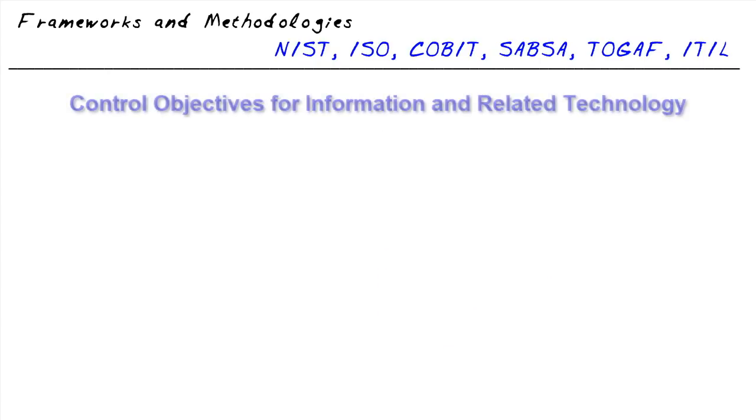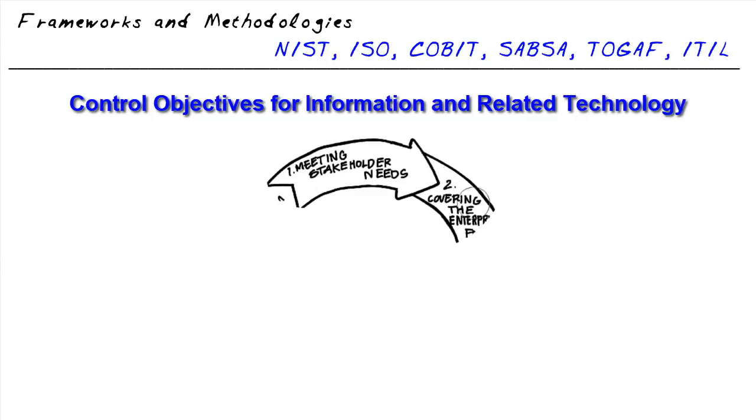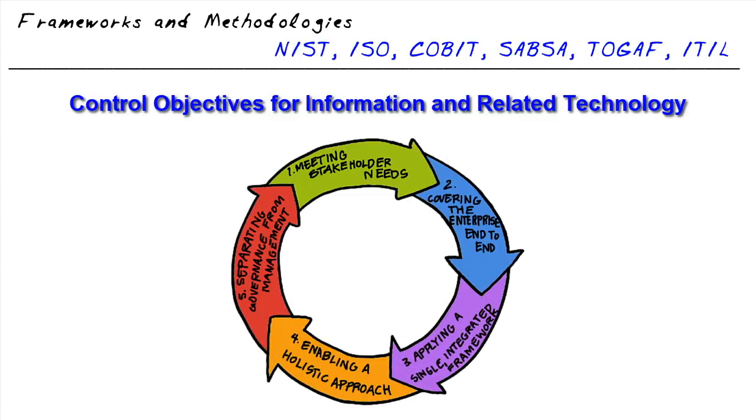Another framework is COBIT, which is the Control Objectives for Information and Related Technology. At least that's how it started. Some people refer to it as Control Objectives for IT, but either way, it's a framework for the governance and management of IT. And it's got four main domains: plan and organize, acquire and implement, deliver and support, monitor and evaluate. And behind that, there's five core principles, and they are meeting stakeholder needs, covering the enterprise end to end, applying a single integrated framework, enabling a holistic approach, and separating governance from management.